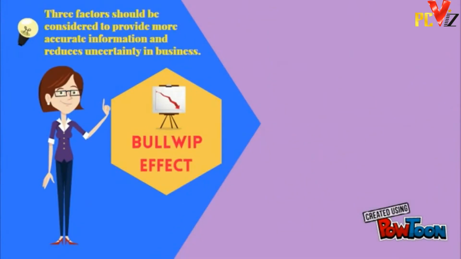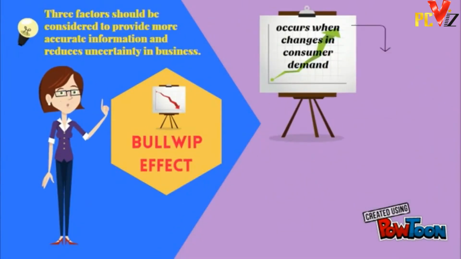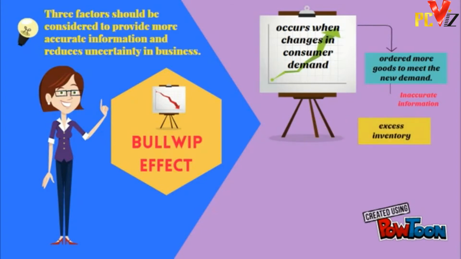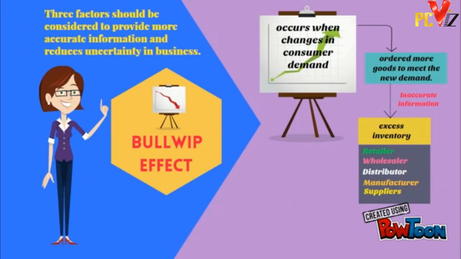The bullwhip effect on the supply chain occurs when changes in consumer demand happen. The companies will order more goods to meet the new demand. Inaccurate information can cause minor fluctuation in retail sales. It can create excess inventory for retailer, wholesaler, distributor, manufacturer and supplier.